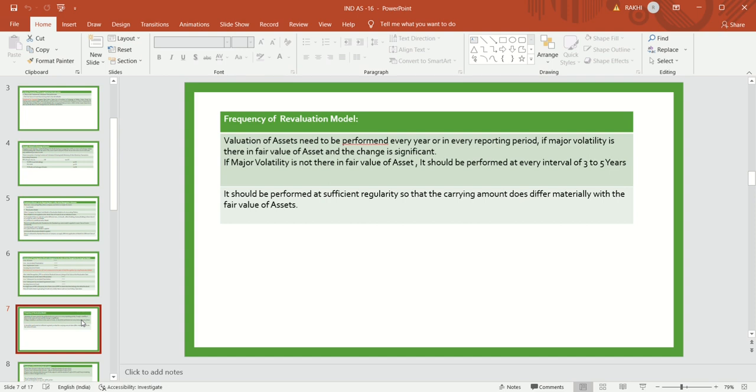It should be performed with sufficient regularity, so that the carrying amount of the asset does not differ materially from the fair value of the asset. That's why the revaluation is to be done. Because if there is a major difference between the fair value and the carrying amount, then in order to remove that difference, the revaluation is to be done.